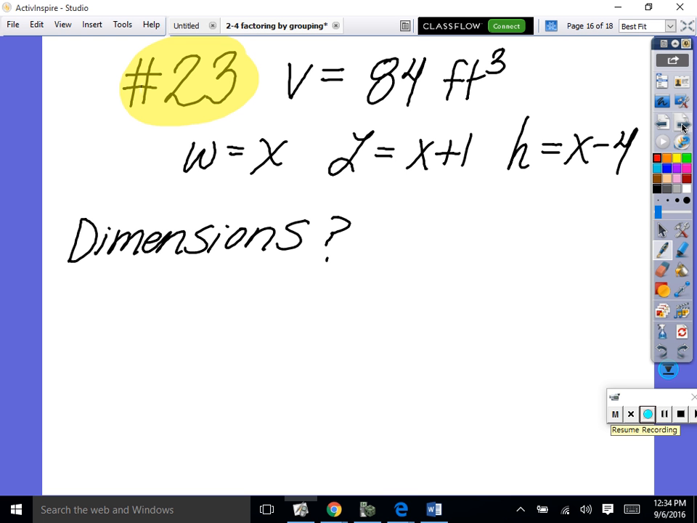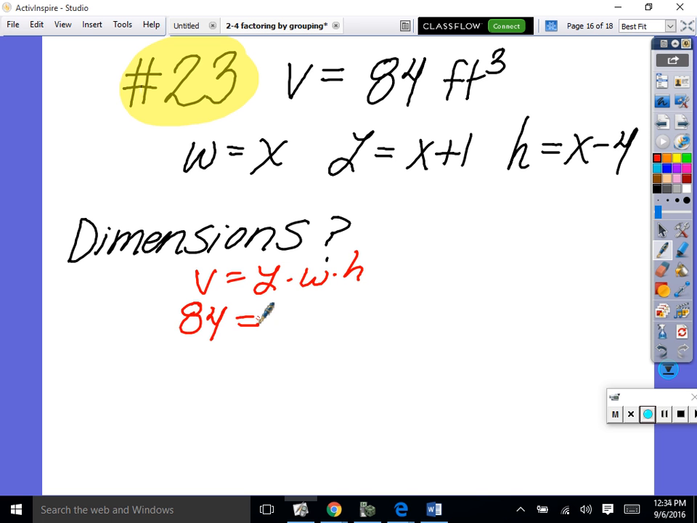So number 23, it says, the volume of a container, and there will be a couple of these on your test. So it says, the volume of a container is 84 feet cubed. The width, length, and height are these dimensions, respectively. What are the container's dimensions? So we are actually solving, but we have to set up a true statement. So we know volume is length times width times height. So put in what we know.